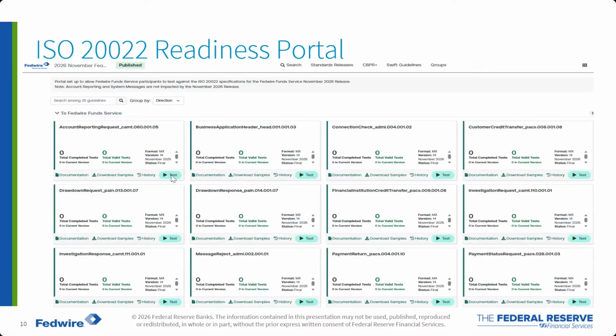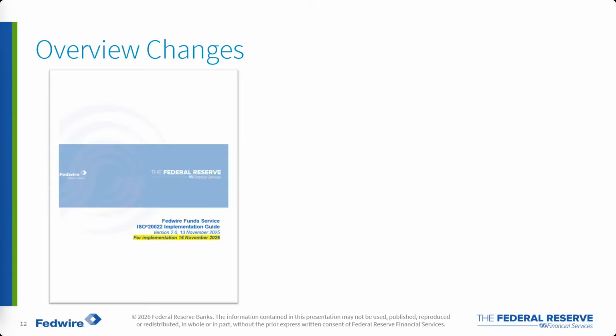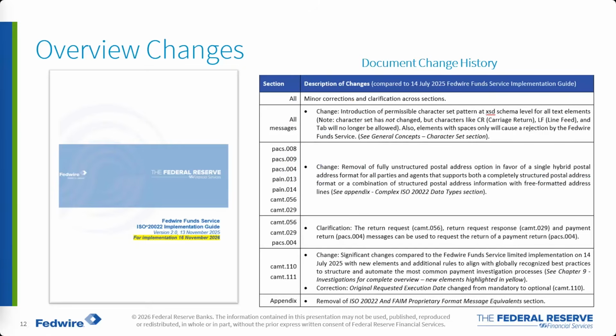Let's now move on to the actual scope of the 2026 release. Now, for an overview of changes, first of all, let's take you back to the implementation guide, where at the beginning of that document, you will find a section that is called the document change history, and you will find an easy one-page summary of all the changes that we're making in the November 2026 release compared to July 14, 2025 release that we went live with.